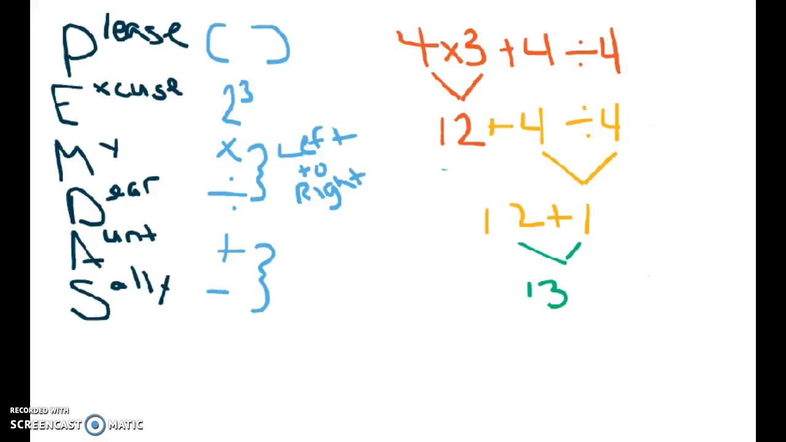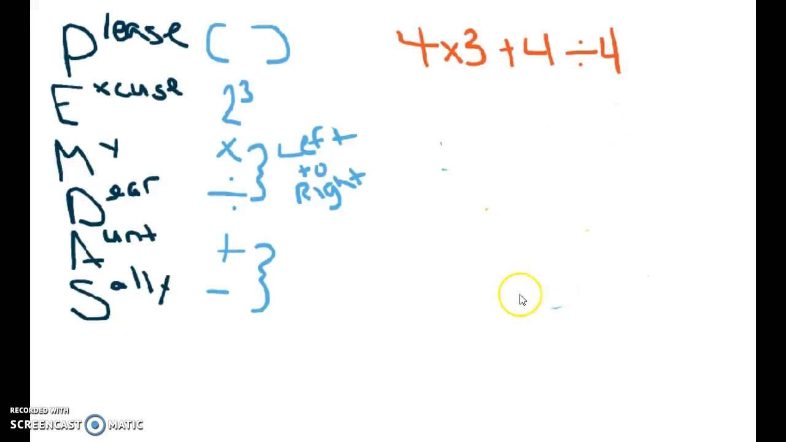Alright, so let's try another one with the same equation, but we are going to actually put some parentheses in there to see if it's any different. So in here, let's add some parentheses around the 3 plus 4. So here's the 3 and 4. Alright, so let's go through and solve this one. So you have to do first parentheses. So that would be 3 plus 4, which I know is 7.